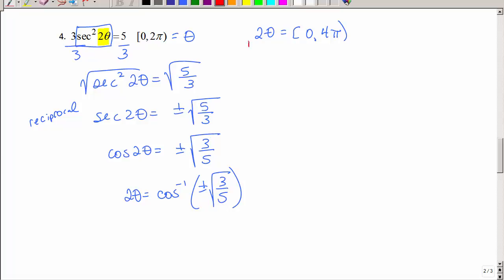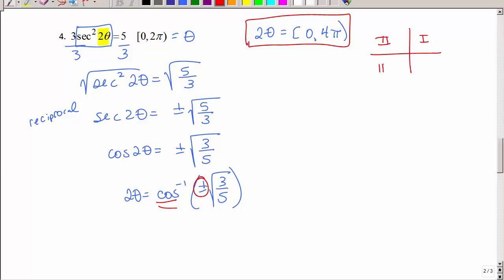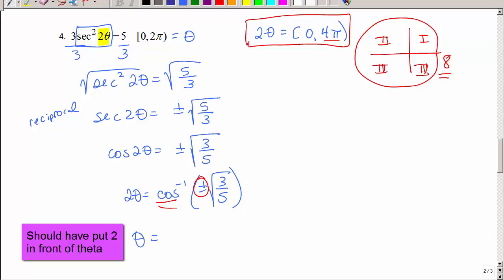This is where we have to look here. I'm in cosine land with plus and minus. Well, that covers all 4 quadrants. So I've got quadrant 1, quadrant 2, quadrant 3, quadrant 4, and then I have to do it again. So I'm going to have 8 answers. And the square root of 3/5 is not in my unit circle. So again, I'm going to have to go to my calculator.